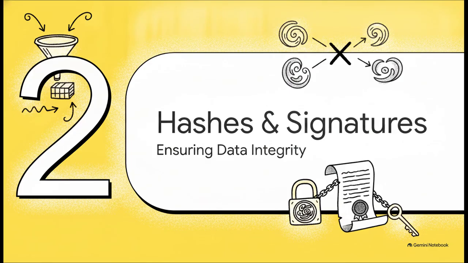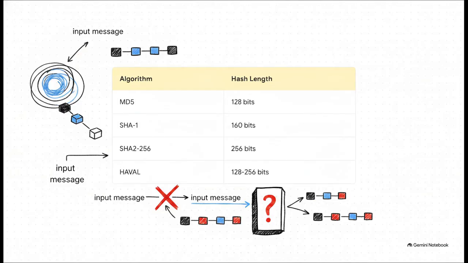Moving right along to Section 2, Hashes and Digital Signatures. Okay, so a hash function takes a potentially massive message and generates a unique fixed-length output value called a message digest. Think of it like a digital fingerprint. It has to be one-way, meaning it's mathematically impossible to reverse engineer the original message from the hash. And it must be collision-resistant, meaning no two distinct messages should ever produce the exact same hash.